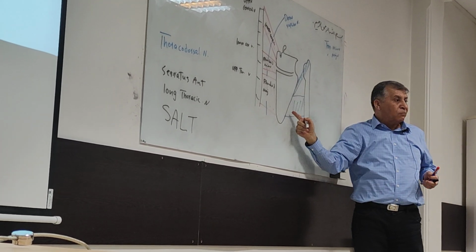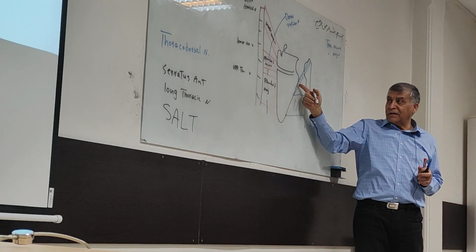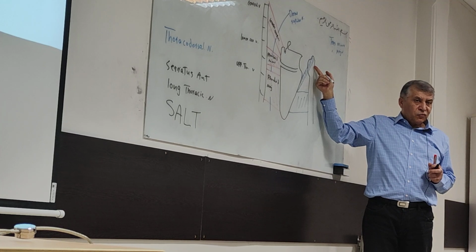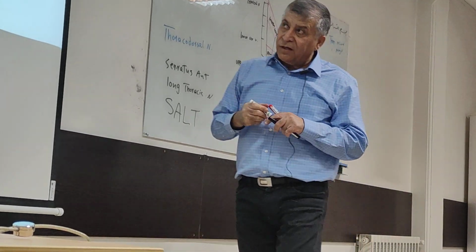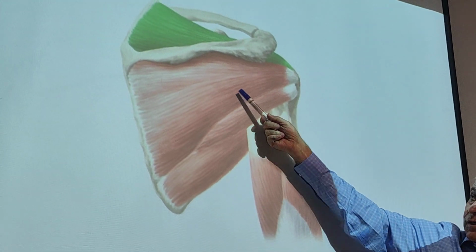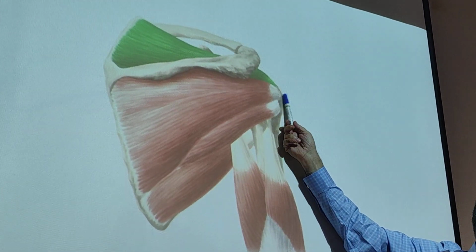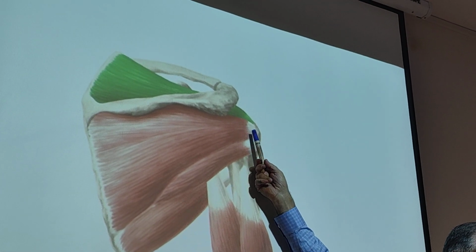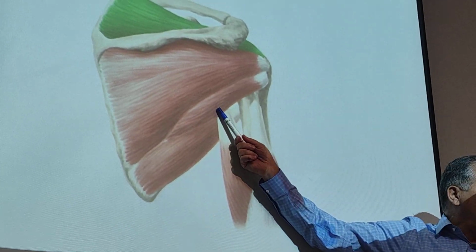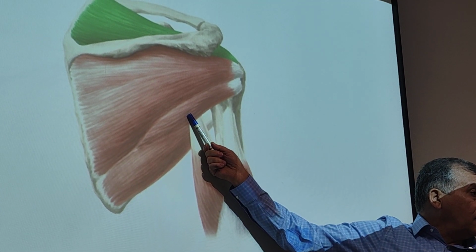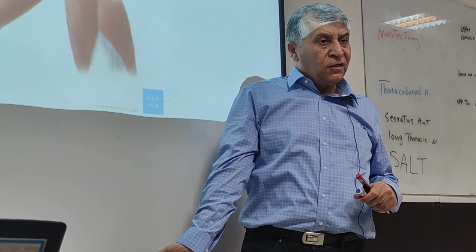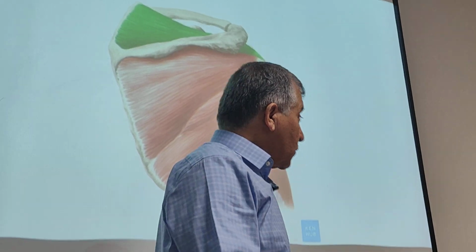Both of them originate from the lateral border of the scapula. Teres minor attaches to the greater tubercle. If you note, the teres minor is like infraspinatus. Both of them attach to the greater tubercle. Both of them are at the back of the shoulder joint. For this reason, the teres minor is a lateral rotator of the shoulder joint.